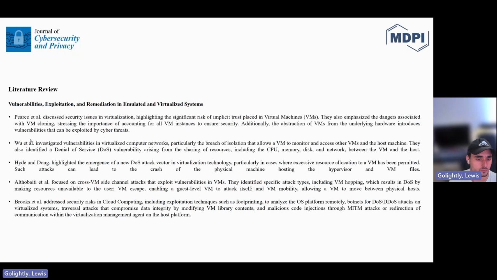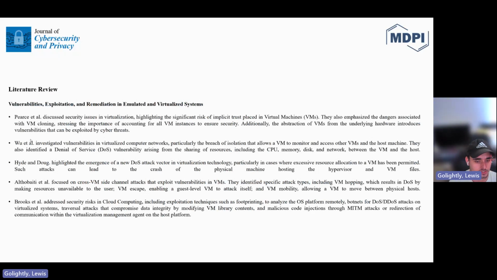So Wu et al. investigated vulnerabilities in the virtualized computer network, particularly the breach of isolation that allows a VM to monitor and access other VMs and the host machine. They also identified a denial of service, or DoS, vulnerability from the sharing of resources, including CPU, memory, disk, and network between the VM and the host.